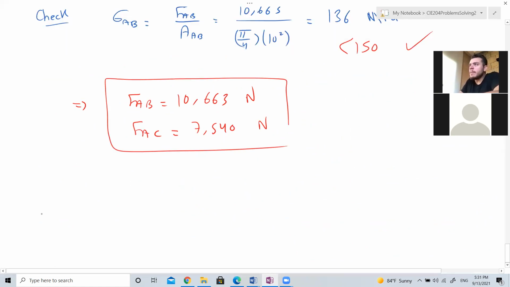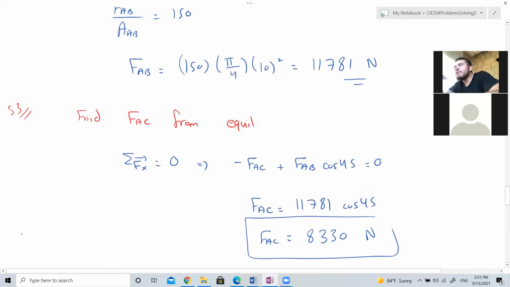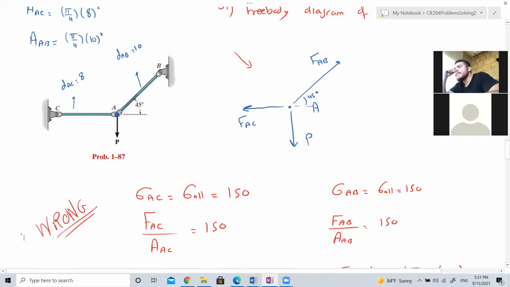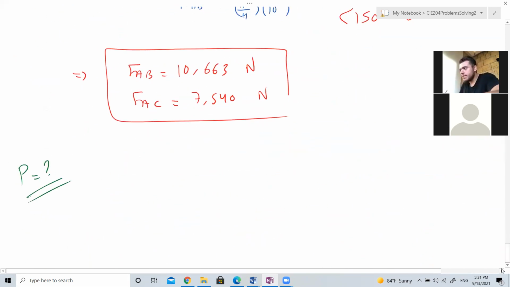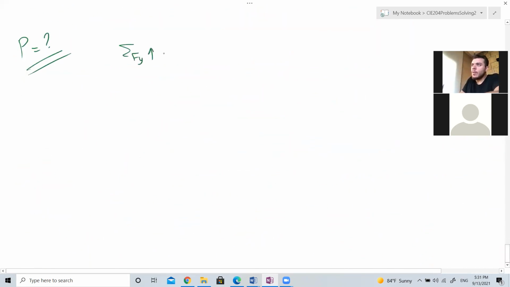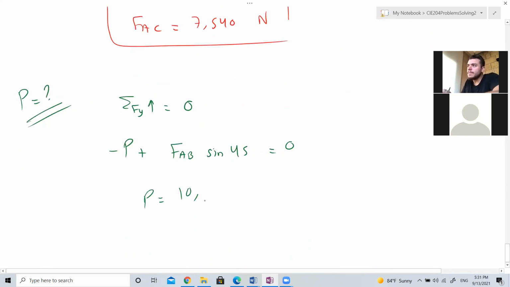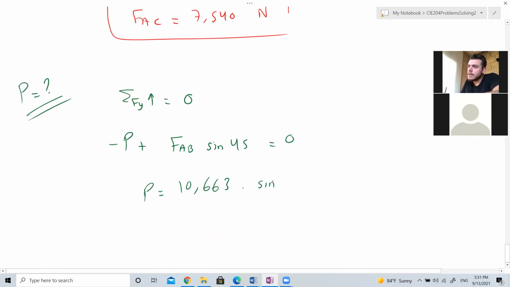Now we need to calculate the force P. Now that I have FAB and FAC, can I find the force P? Yes, with an equilibrium equation, I think. So summation of force in the y direction is 0: minus P plus FAB sine 45 is 0, and therefore P is 10,663 times sine 45, which comes out to 7,540.